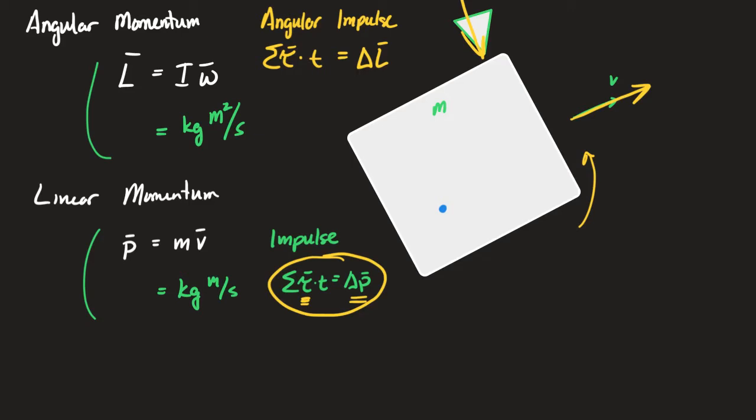So a bullet strikes a block. The block goes faster. It had a positive impulse. The bullet's going slower, negative impulse. That's going to be true for angular momentum too.